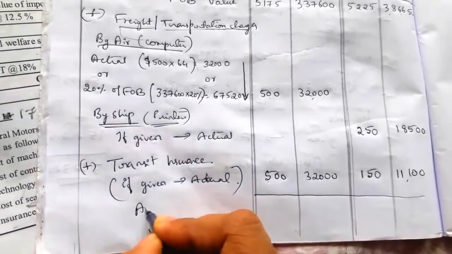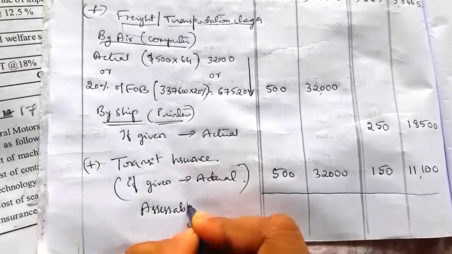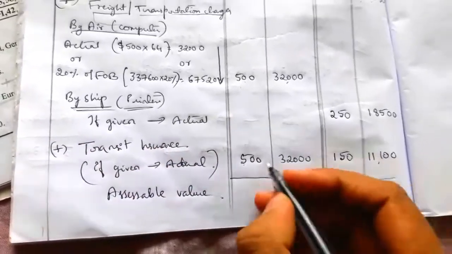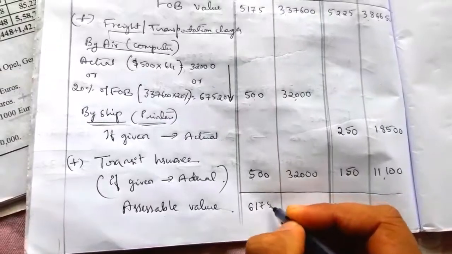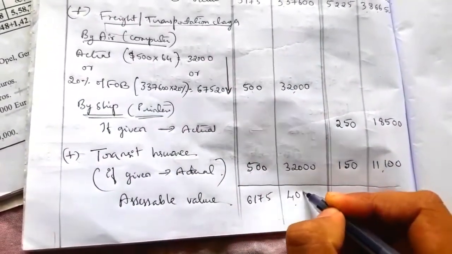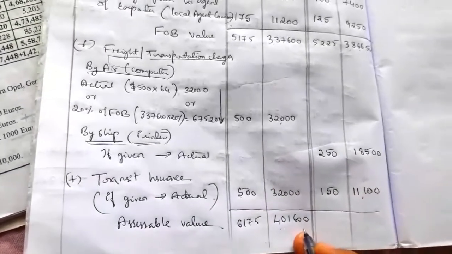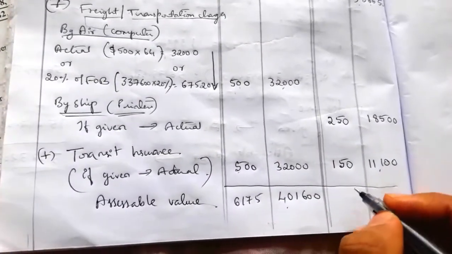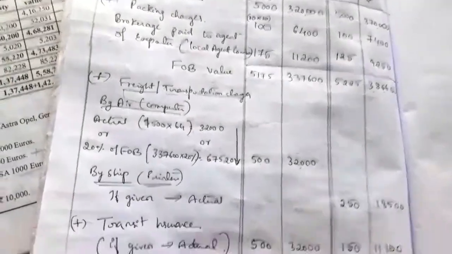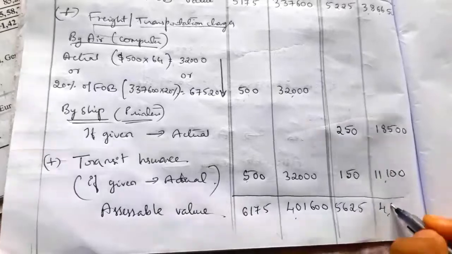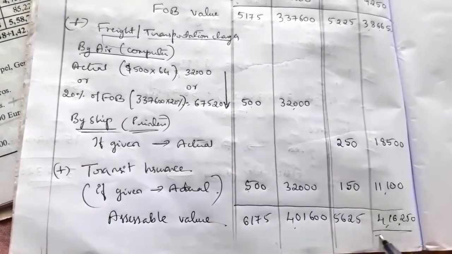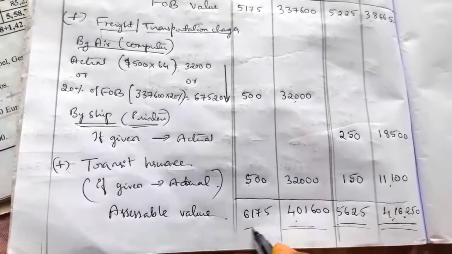So the assessable value is equal to 6,175 for the dollar column, 4,01,600 for the amount of computer, and 5,625 is the euro of a printer, and 4,16,250 is the amount of a printer. So this is about the assessable value.